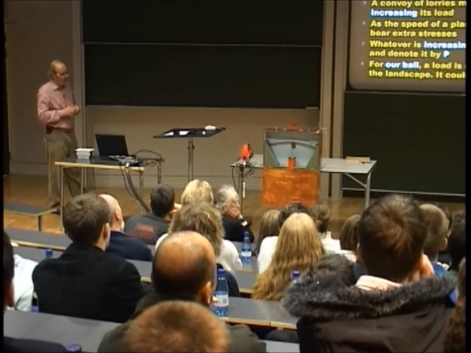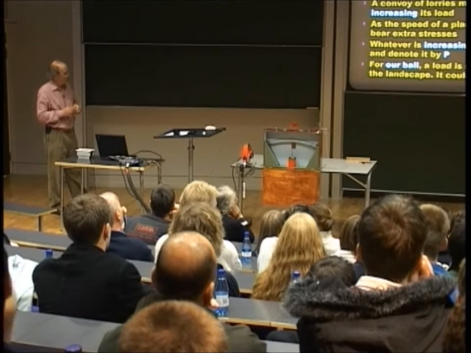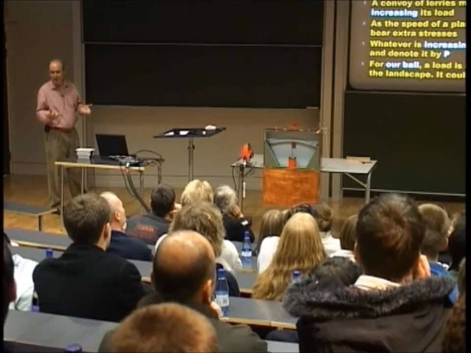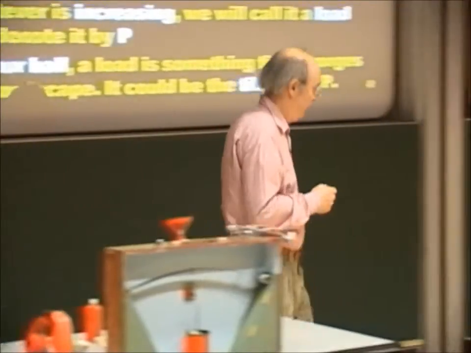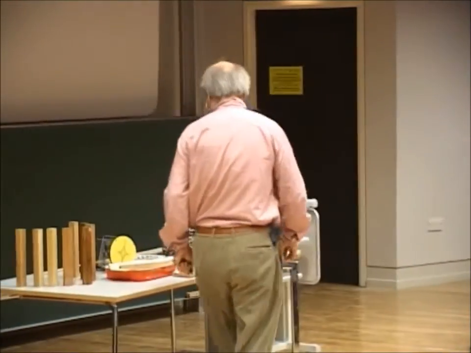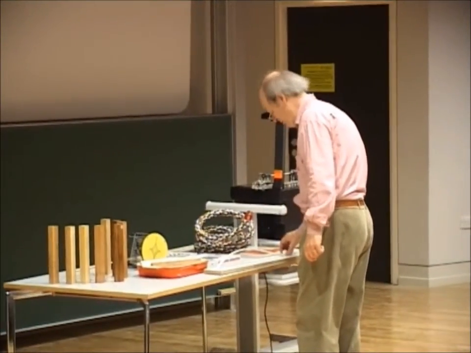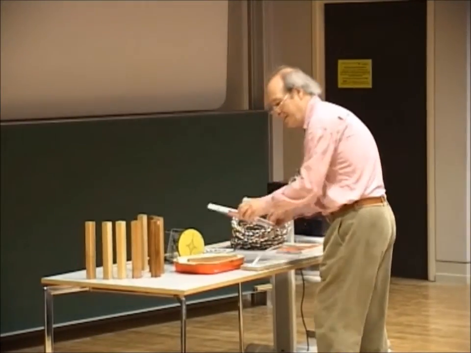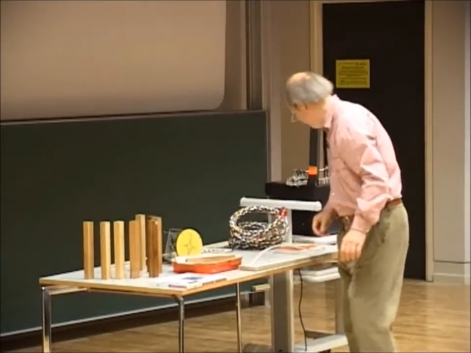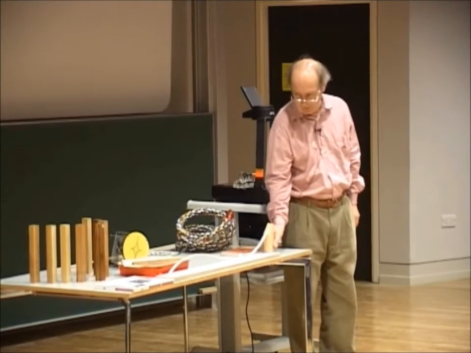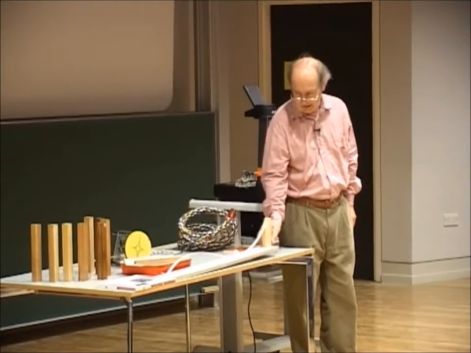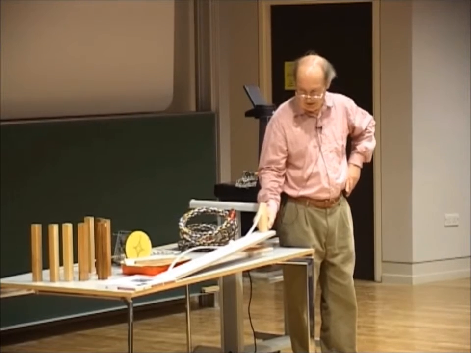And for our ball rolling on this surface, a load would be something that changed the landscape. In other words, it gradually distorted the landscape. And there's a rather easy way to distort the landscape, and that is just to tilt it. So what I'm going to do now is to show you how this is actually the simplest way you can get an instability, and in a very deep mathematical sense, this is the most typical way that you can have an instability. Essentially, the landscape changes.